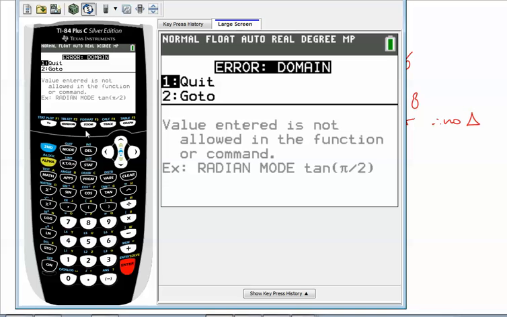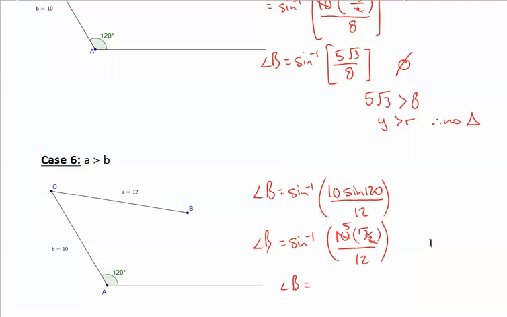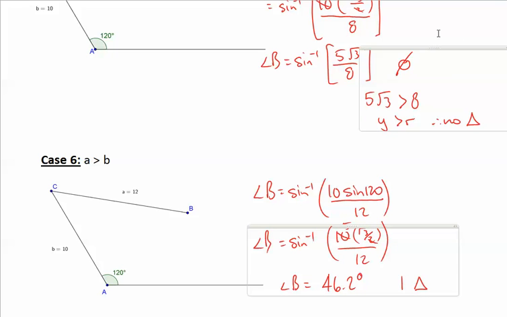And just quit out of this, and let's see here. I'll just put it in unsimplified. 10 sine 120 divide by 12 this time. Close the bracket, and we get 46.2 degrees. So again, in this case, one unique triangle possible. 6 different scenarios for ambiguous case.